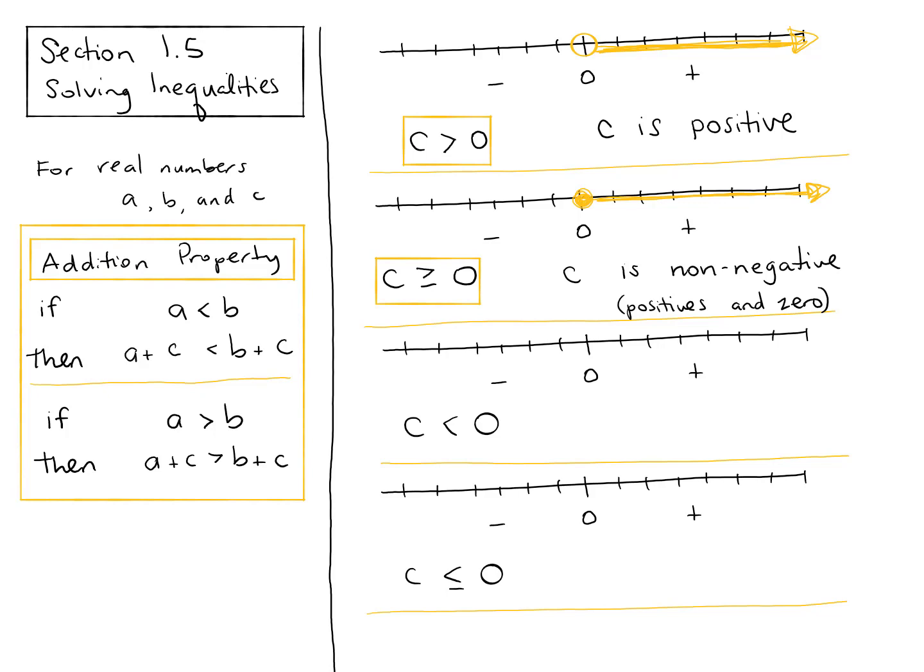Alright, we also have a statement that looks like C is less than 0. So on the number line, that'd be an open circle at 0, and the arrow going this direction towards negative infinity. And when we say that out loud, we would say C is negative.